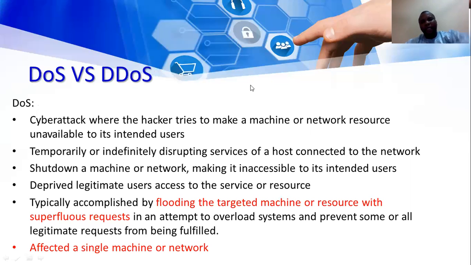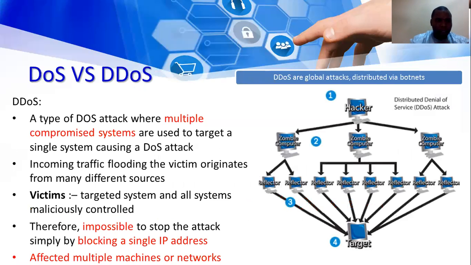And then one important thing you should know here is that DOS affects a single machine or network, which means that the DOS affected a single machine or network. Take note of that. That is one of the distinguishing characteristics of DOS. Okay, then let's look at the DDoS. The DDoS is a type of DOS attack where multiple compromised systems are used to target a single system, causing a DOS attack.